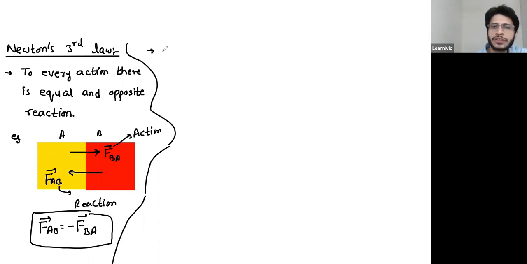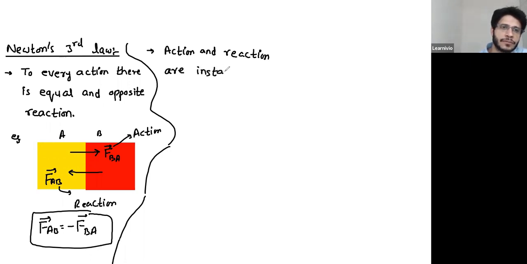There are some features of action and reaction. The first one is that action and reaction are instantaneous. These action and reaction pairs are instantaneous. Means at the instant the action happens, at exactly the same instant you will have reaction. There is no time lag.